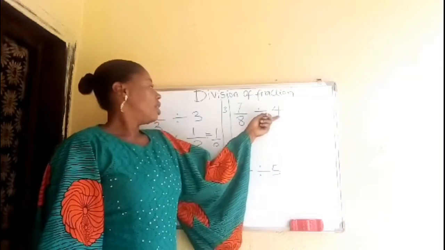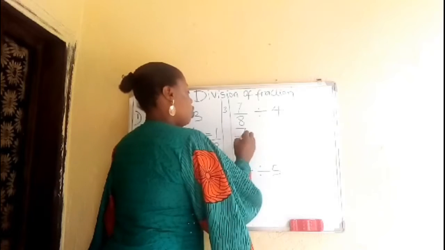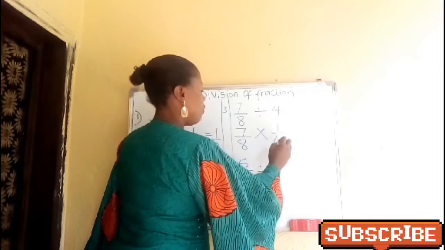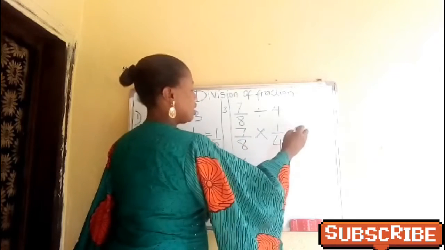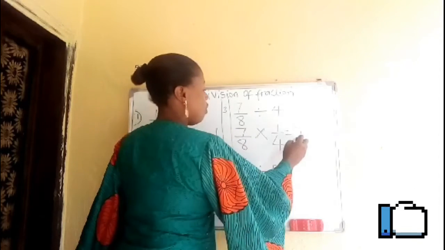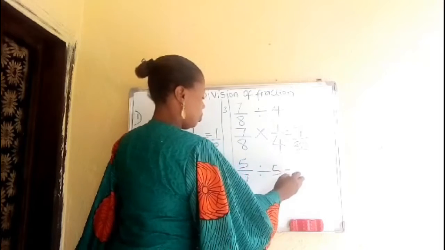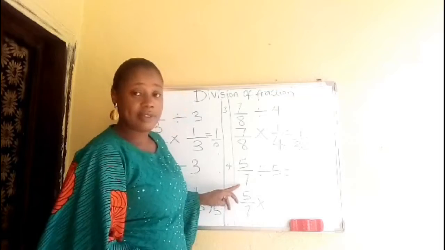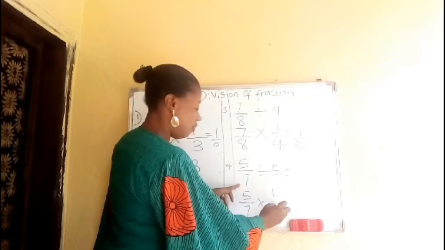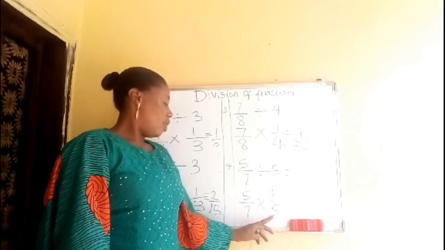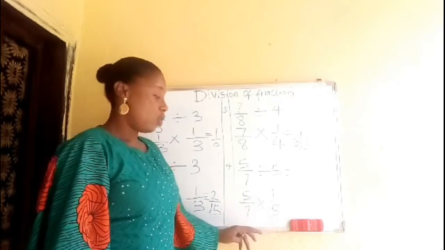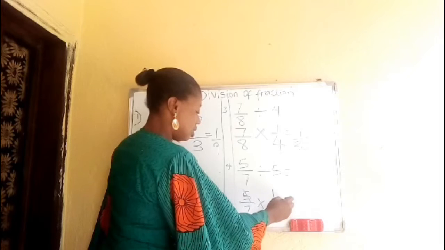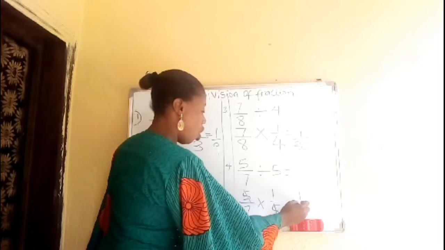Let's answer this. We change 7 over 8, change this to times, and then 1 over 4. 7 times 1 is 7. 8 times 4 is 32. Same here, 5 all over 7 times 1 over 5. In this case, there are factors, so we can simply cross them out. This cancels this, and this cancels that, and we have 1 all over 7.